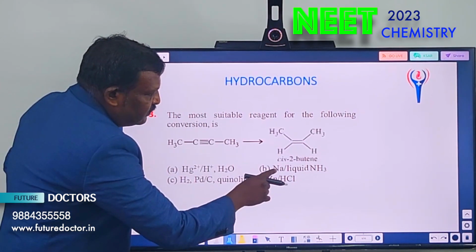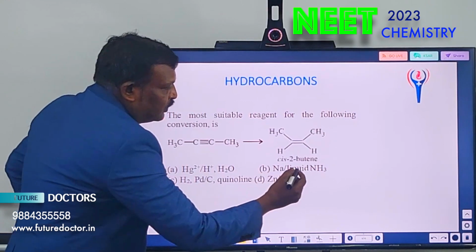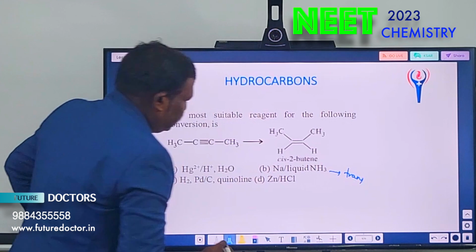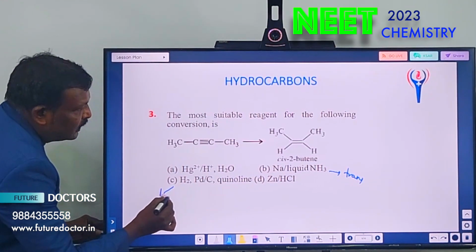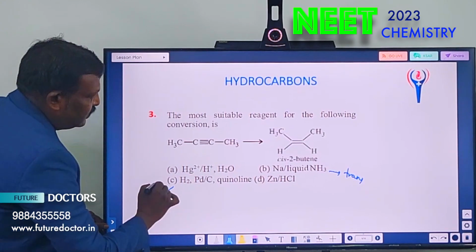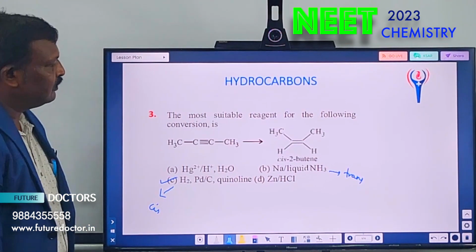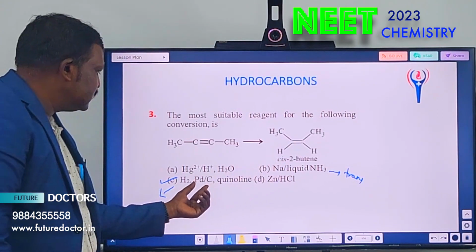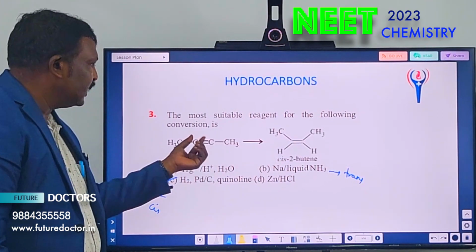If this is what, Birch reduction. Okay, this always produces, just remember this one, this always produces trans product. This is called Lindlar catalyst. Lindlar catalyst always produces cis product. Okay, so answer what? So this C is the correct one. Are you following? Okay, so for getting cis product, this catalyst should be used. Okay, undergo reduction to get that compound.